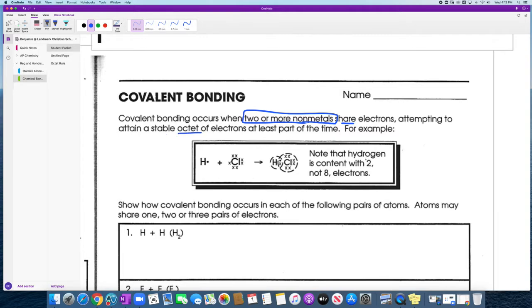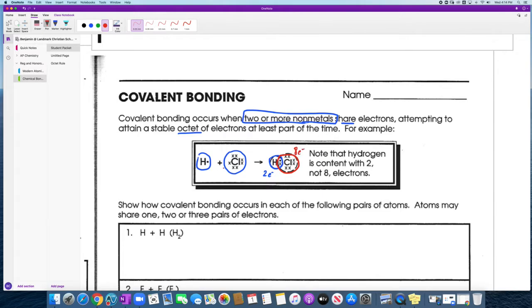Okay, so, and don't worry about this at least part of the time business. Don't worry about that. Okay, so here's hydrogen's dot diagram. Here's chlorine's dot diagram. They just use X's instead of dots so we can keep track of whose electrons are whose. And when these things move in, you can see that the hydrogen atom now has 2 valence electrons, and the chlorine atom has 8 valence electrons. Okay, so 8 valence electrons.